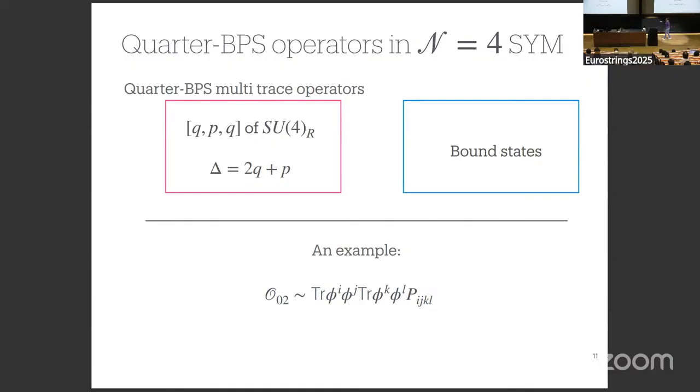So if we take this O02, this is going to be an object of this form. So you see that they are multi-trace by construction. So all quarter BPS operators are multi-trace. So they have essentially more or less the same structure as the previous ones. So there will be trace of phi I, phi J, then phi K, phi L, and then there is a projector here. And this projector essentially tells us the SU4 representation under which this operator transforms.